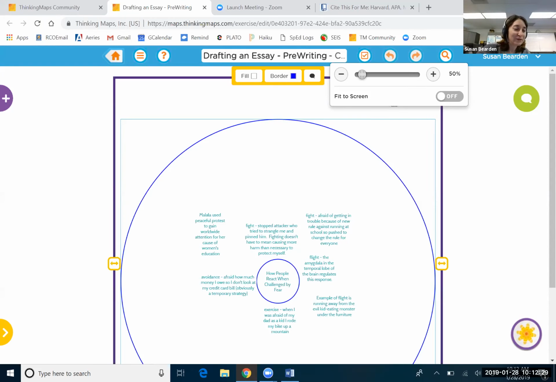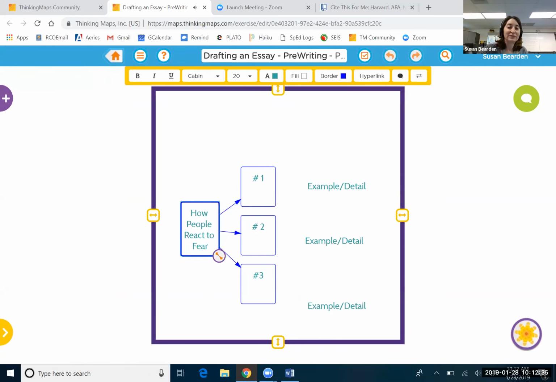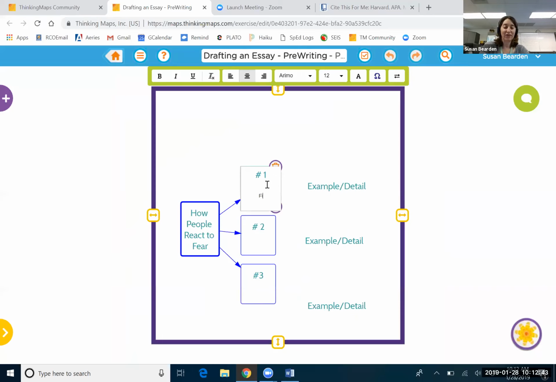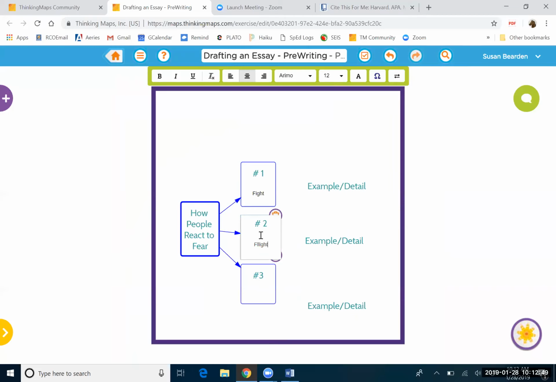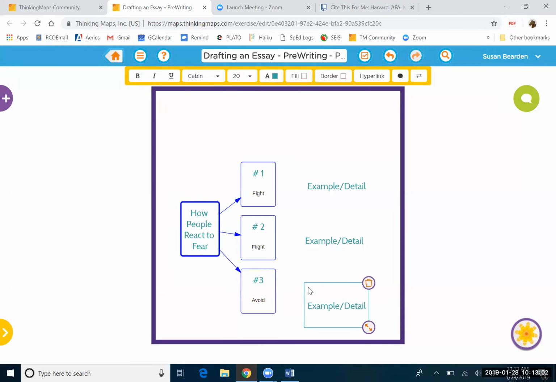So I'm going to pop back over to now when I do my, there we go, when I do my multi-flow, those 3 things are what are going to go in these boxes here. So I'm going to say fight in this one. And then this one I'll say flight, and then, oh, see when I'm nervous I type even worse than usual. L-I-G, there we go, flight. And then here I'll put avoid. There we go, okay. And avoid is really similar to flight. So I'm going to have to work to build some distinctions between those.